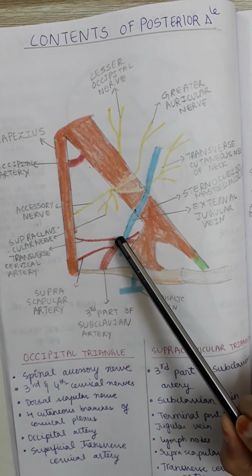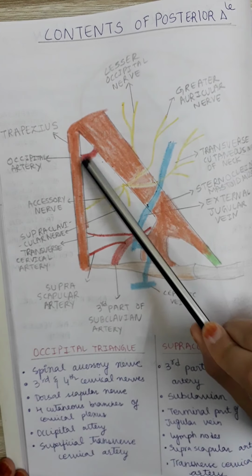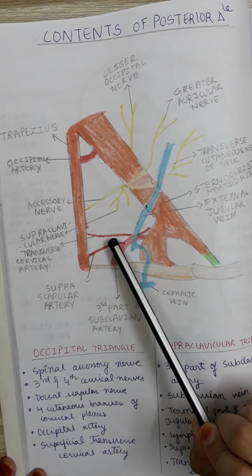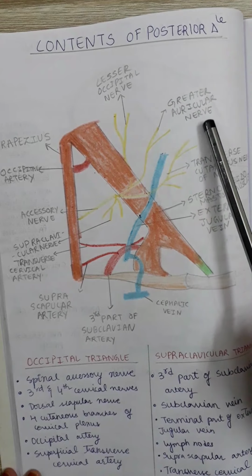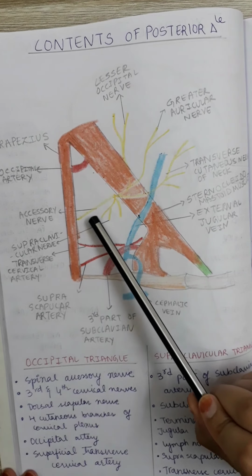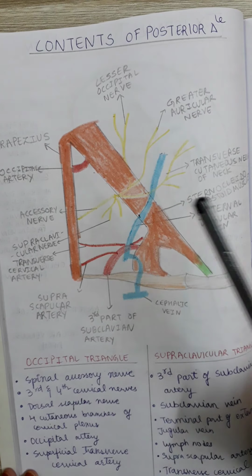Once again, the contents of the occipital triangle are the occipital artery, the transverse cervical artery. Next we have the lesser occipital nerve, greater auricular nerve. We have the spinal accessory nerve and the supraclavicular nerve.